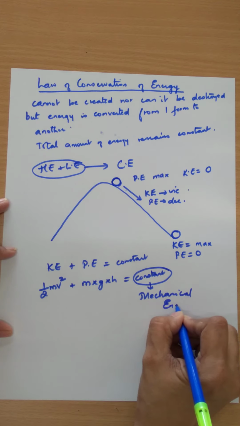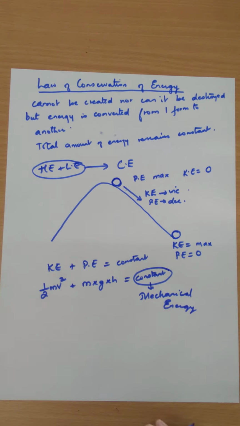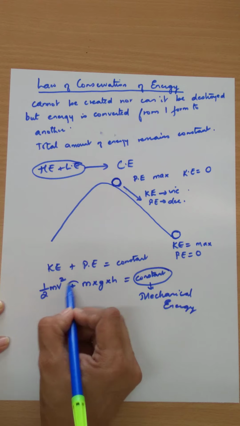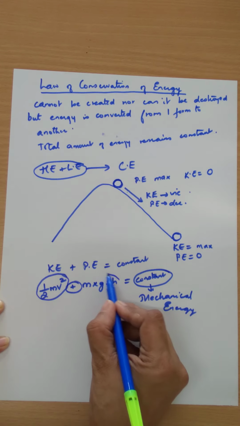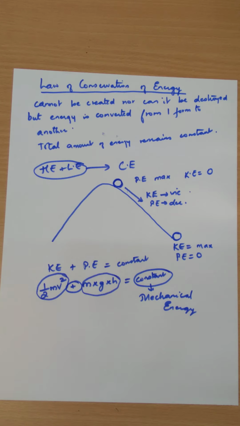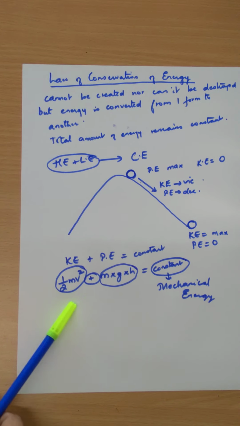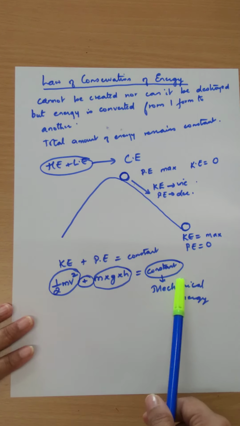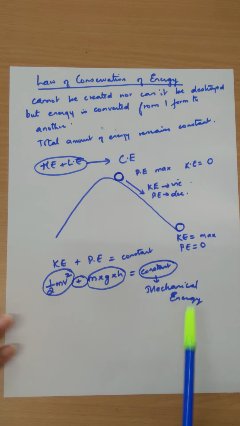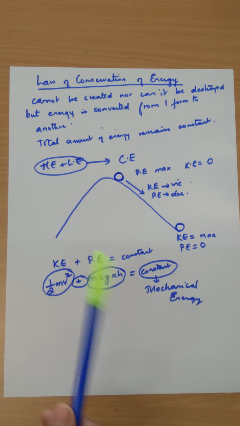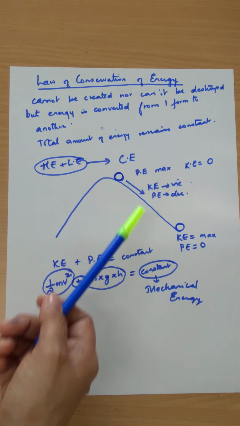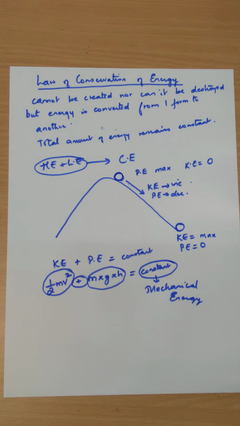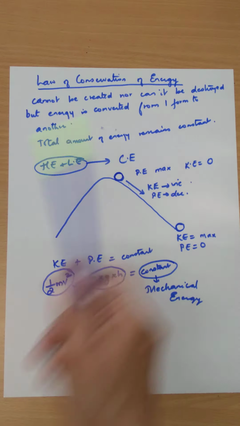So what is mechanical energy? Mechanical energy is nothing but the sum of kinetic energy and potential energy. So the sum of kinetic energy and potential energy is constant and is called mechanical energy. So remember, energy cannot be created, nor can you destroy it, but you can only change energy from one form to another form. The total amount of energy remains constant.